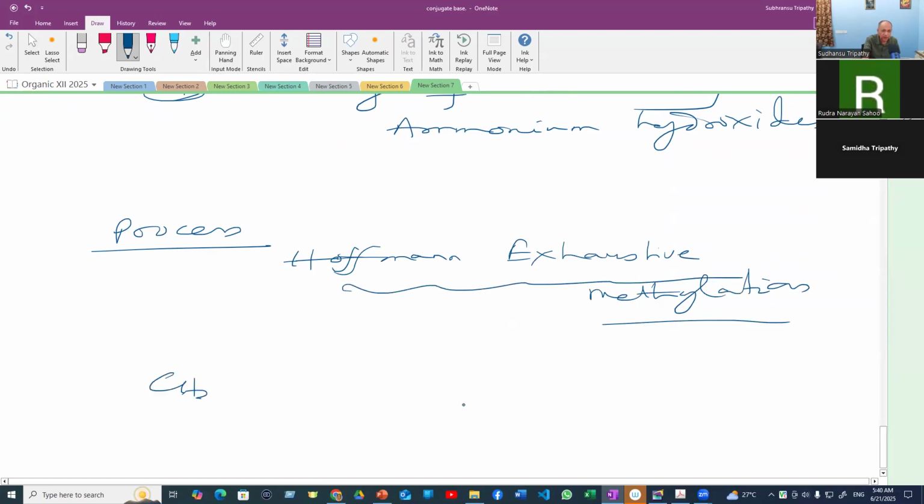Supposing you are given a 1 degree amine. Sorry, I'm so sorry. You are given sec-butyl amine, which is a 1 degree amine. Remember, because we will study amines in detail. It is a primary amine, sec-butyl amine. We want the double bond here as the absolute product.